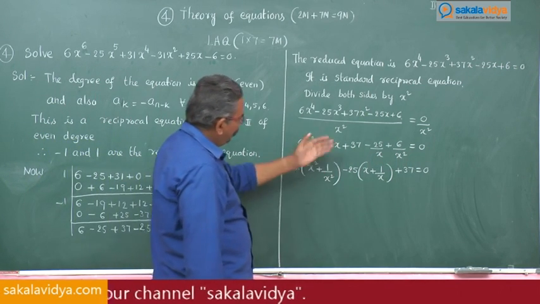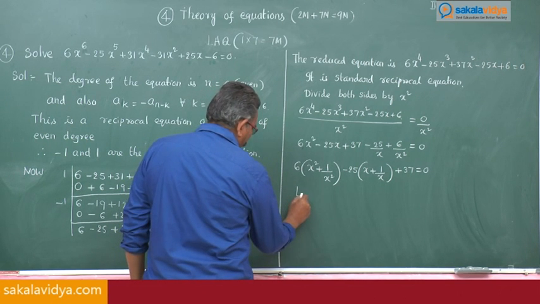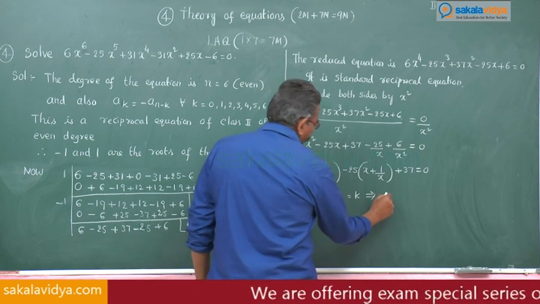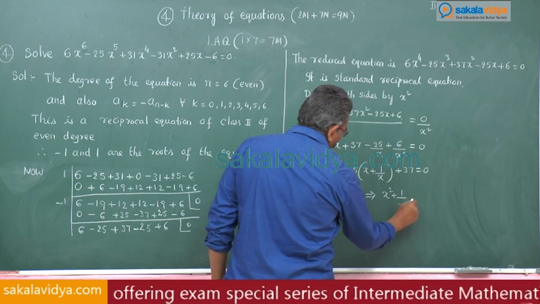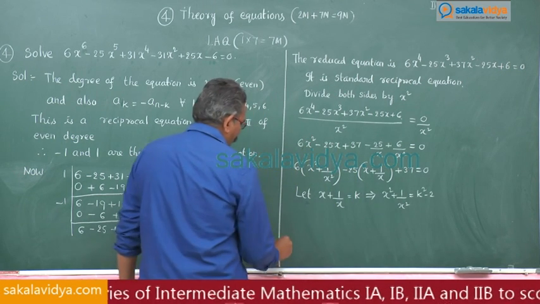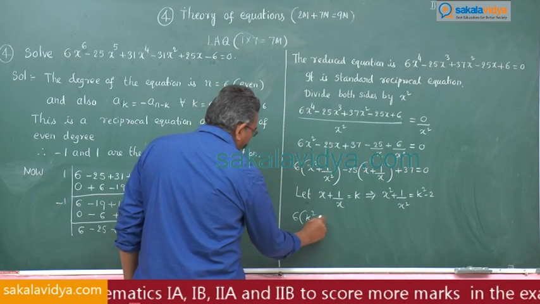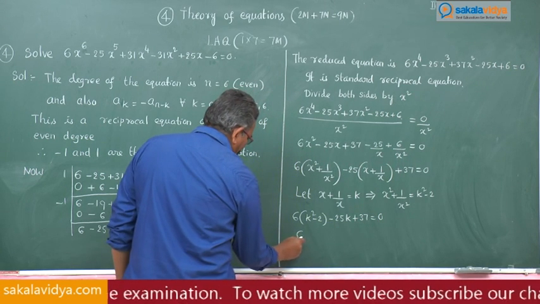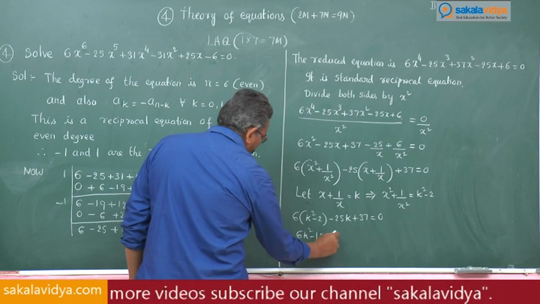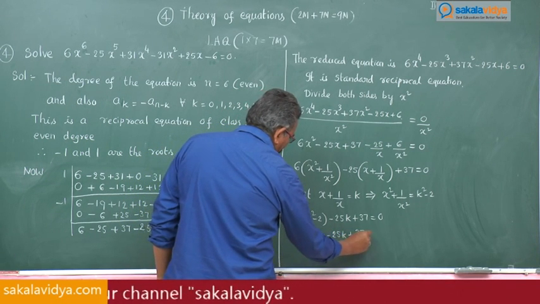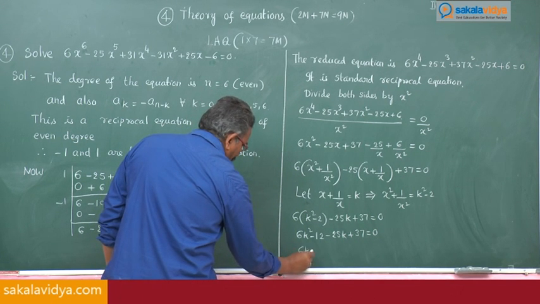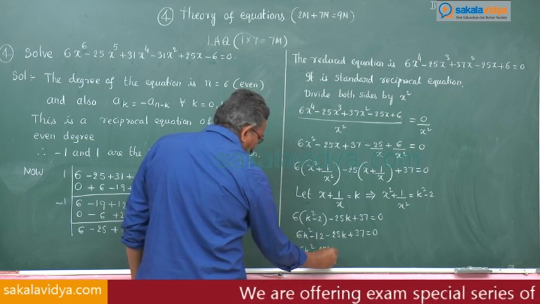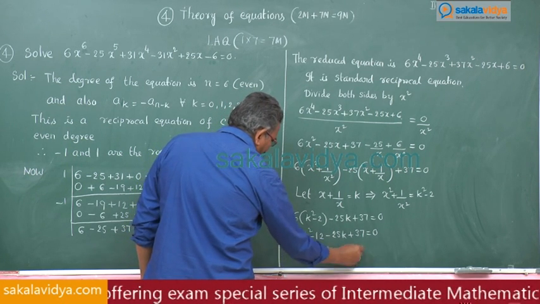Now, we have to again reduce this as a quadratic equation. Let us suppose x plus 1 by x is equal to k. That implies x square plus 1 by x square is equal to k square minus 2. Now, 6 times k square minus 2 minus 25k plus 37 is equal to 0. 6k square minus 12 minus 25k plus 37 is equal to 0. 6k square minus 25k plus 25 is equal to 0.